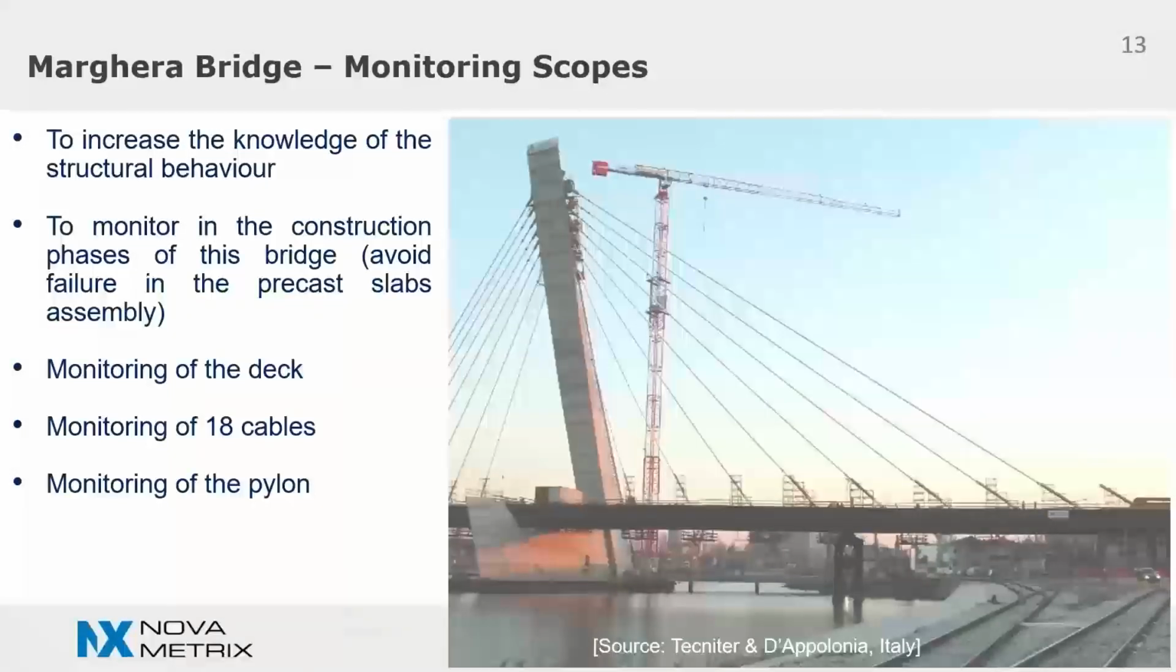So the sensors were installed during the construction in order to have a control over the most significant construction phases of the bridge, and totally 48 long gauge sensors, together with 4 inclinometers and 24 temperature sensors, were mounted on the 2 spans of the bridge, and each of the 18 cables was instrumented with a sensor, and the 12 sensors of 7-meter gauge length were embedded in the pylon.